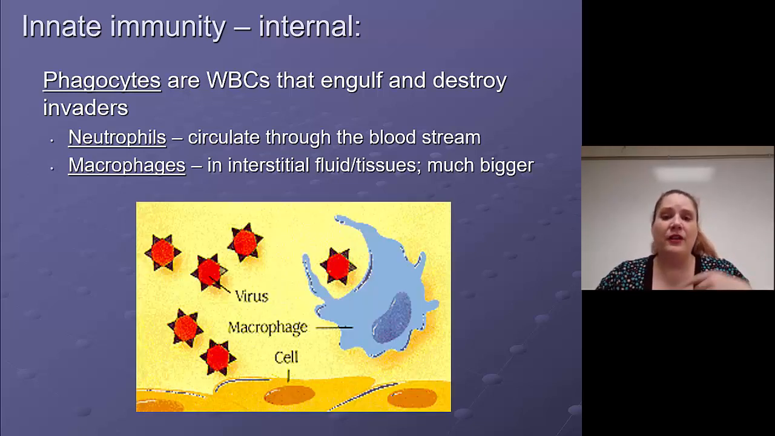Okay, so here's an example of this. This blue dude is our macrophage, and he's going to come along and go gobble, gobble, gobble, and eat up those viruses.